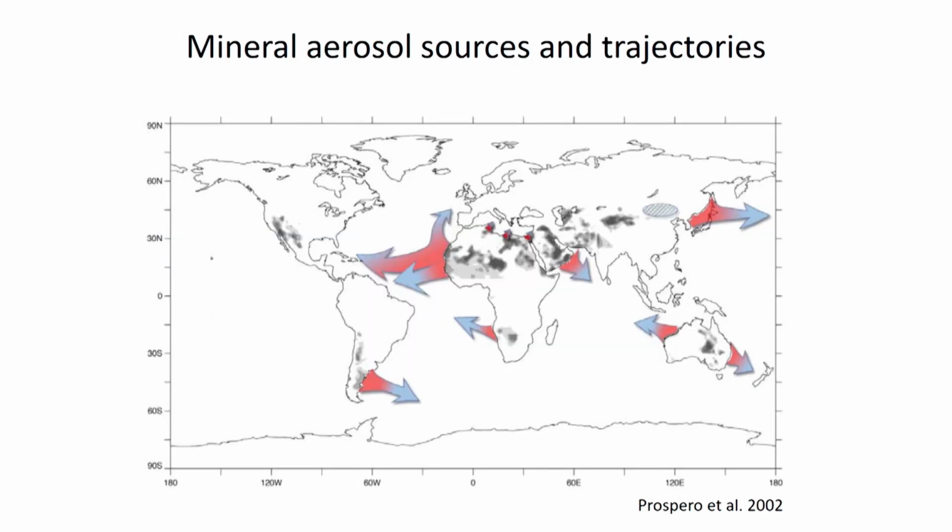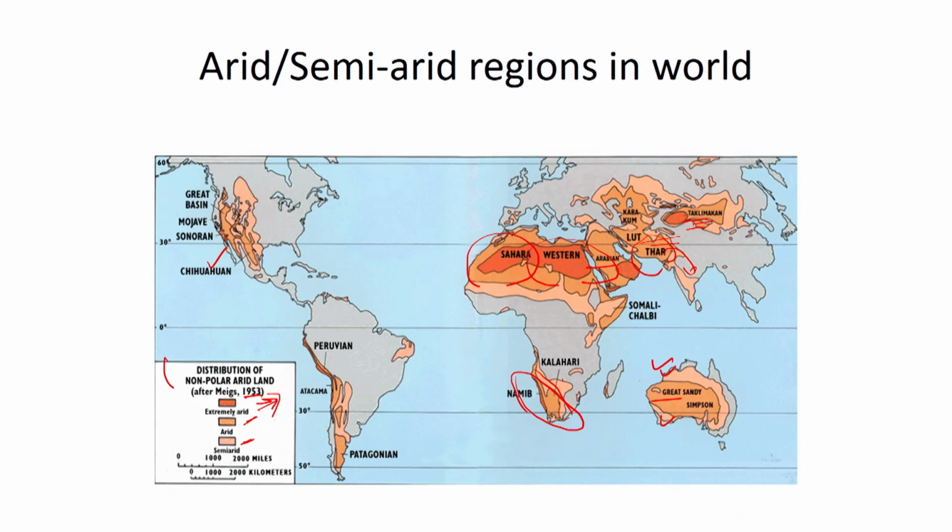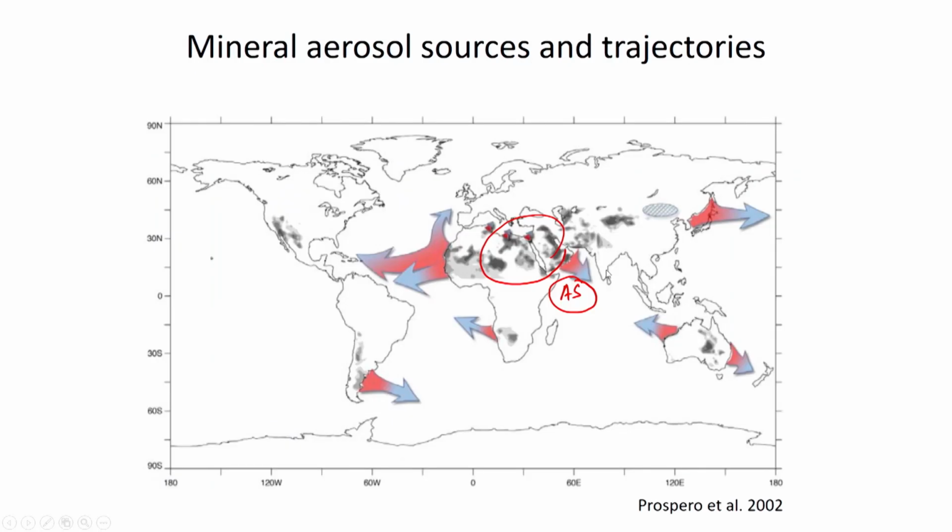And then mineral dust sources and trajectories: how they move, because dust cannot move by itself, it needs to be transported. For example, from these locations the wind can deposit dust over the Arabian Sea. The Arabian Sea receives a lot of dust aerosols from the Thar and African deserts, and therefore its ocean biogeochemistry is impacted.